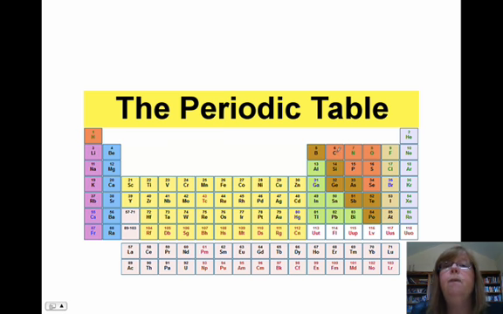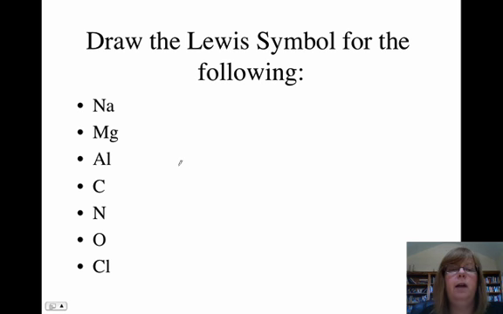It has 4. So we'll draw the symbol for carbon, and we're going to put one electron on each side of our symbol before we start to pair them up. And you'll see why later, why we do this. It has to do with forming bonds with other atoms.